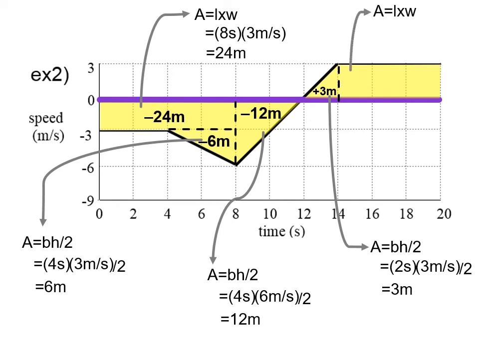And lastly, the rectangle up on top. The length is 6 seconds because it goes from 14 to 20 seconds. And the height is 3 meters per second because it goes from 0 to 3 meters per second. 6 multiplied by 3 gives me 18, so that's positive 18 meters.